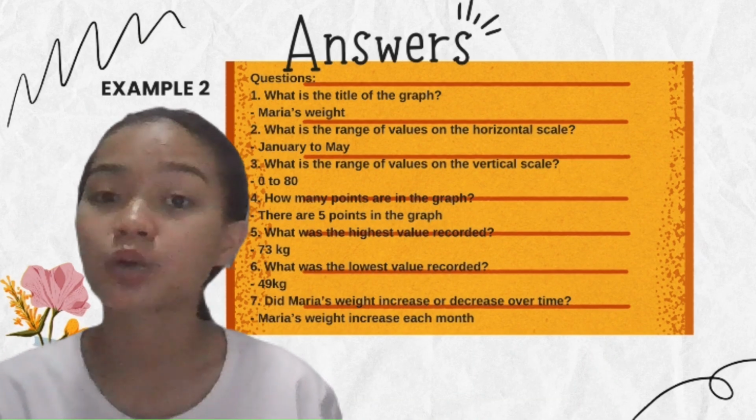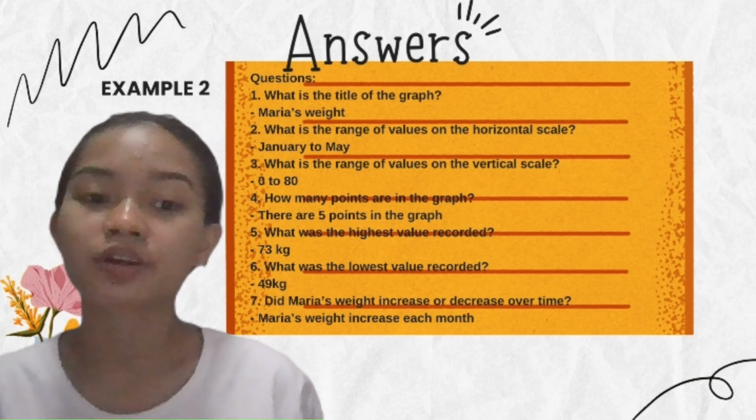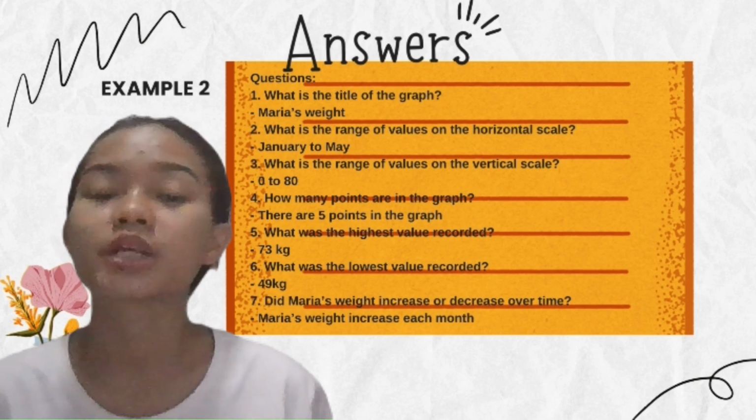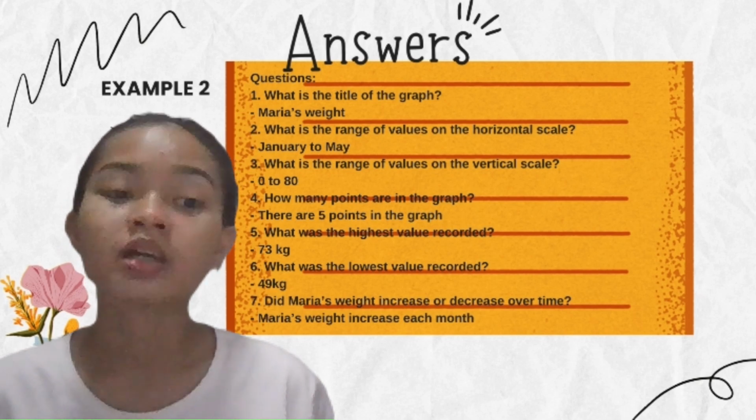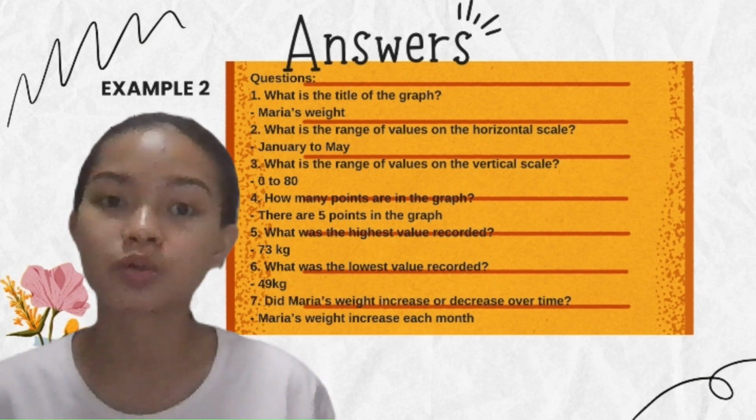Now, let's answer the following questions by referring to the graph. Number 1, what is the title of the graph? The title of the graph is Maria's weight. Number 2, what is the range of values on the horizontal scale? The range is from January to May. Number 3, what is the range of values on the vertical scale? The range is 0 to 80.